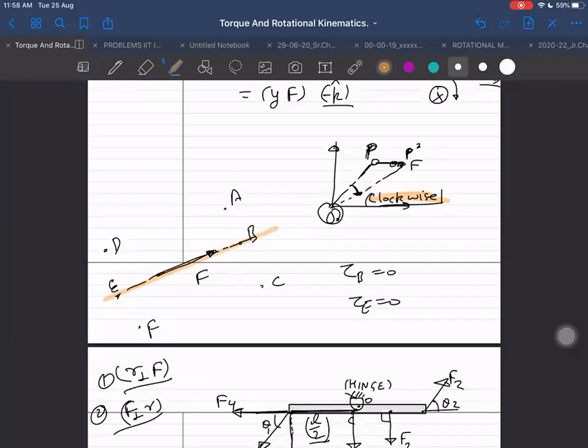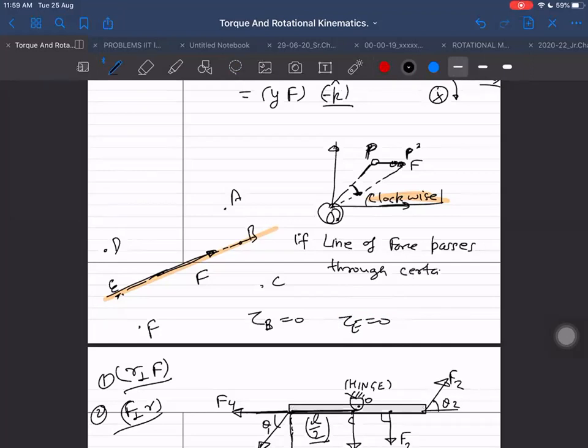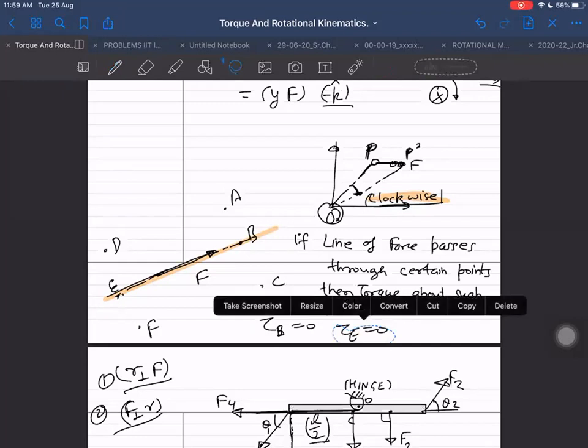Just extend the force and see if the line of force passes through the points. If the line of force passes through certain points, then directly the torque about those points will definitely be 0. Example: here the torque about B is 0 because of this reason only. This is an important point to be remembered.